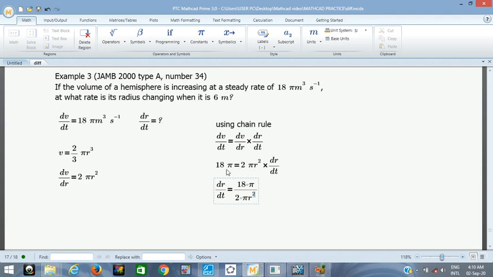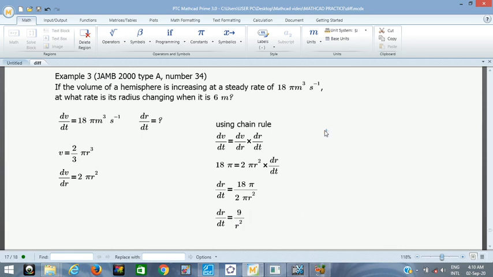So when you divide both sides by 2 pi r squared, 18 pi comes under it, which is equal to dr/dt. So let's cancel out now. This one is going to give us dr/dt equals, 18 divided by 2 is 9, we divide pi, leaving 9 divided by r squared. So that is all. With this, our work is over.